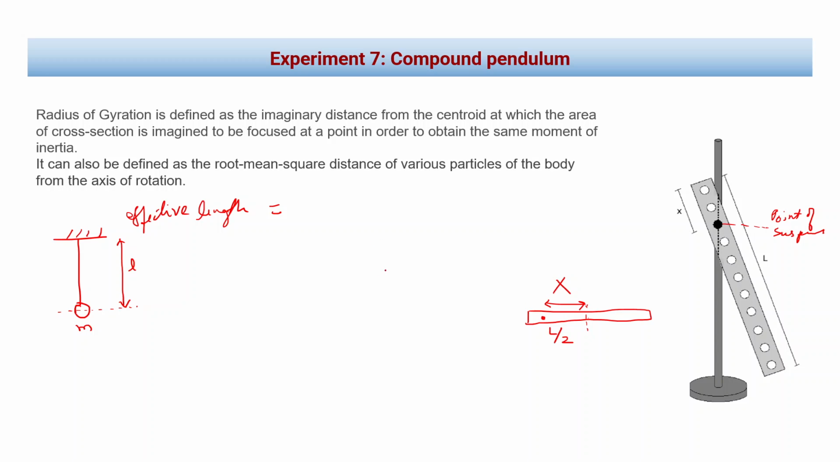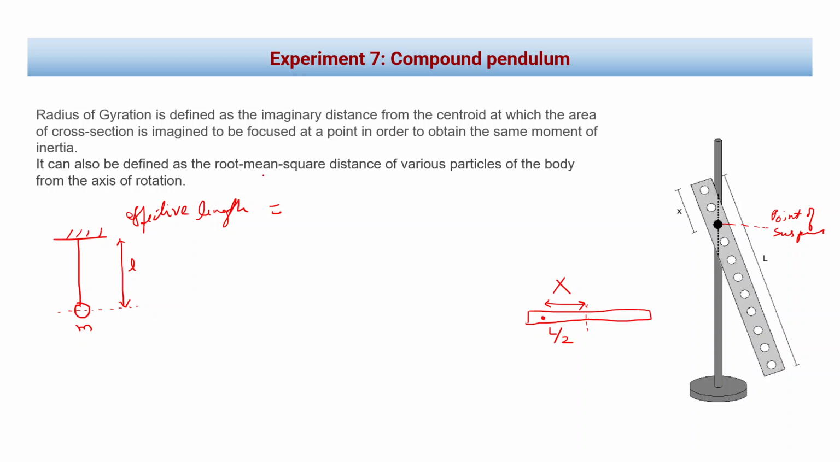So to understand this, let's understand what radius of gyration is. Radius of gyration is defined as the imaginary distance from the centroid at which the area of cross section is imagined to be focused at a point in order to obtain the same moment of inertia.